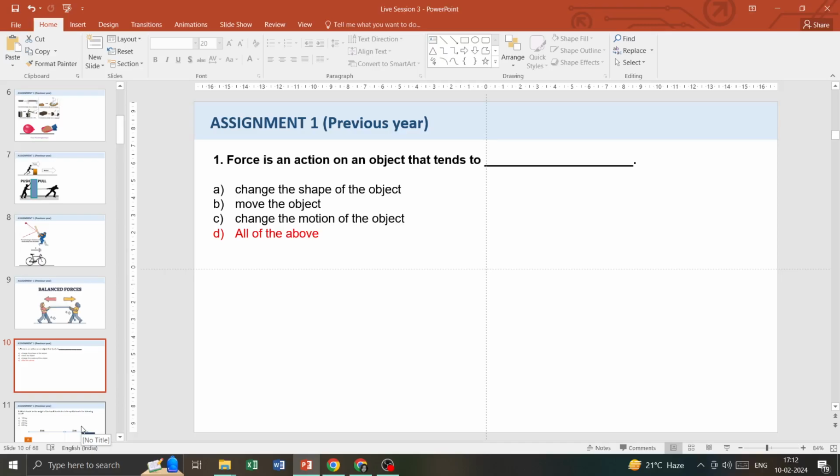Yes, if a ball is there and if you kick it, it can change the motion of the object from still to moving. And if it's a moving ball and if you press on it, you can change the motion of the ball from moving to paused. So the answer is all of the above. A force is an action on an object that tends to change the object, move the object, or change the motion of the object, and it also changes the direction of the object.